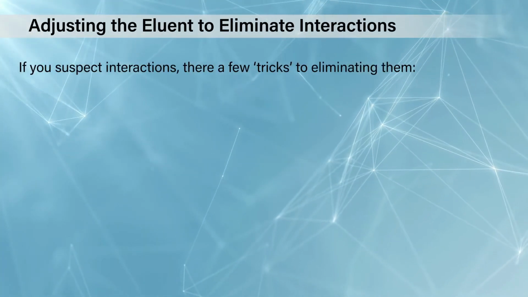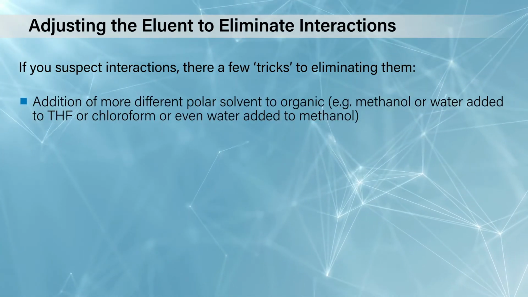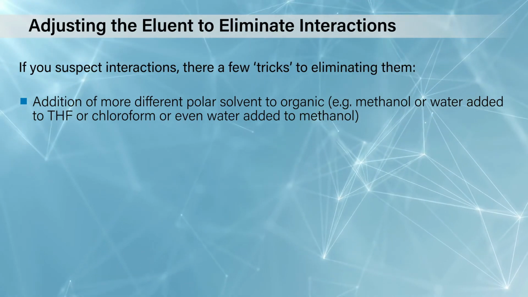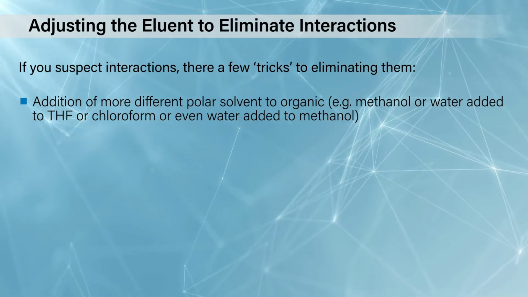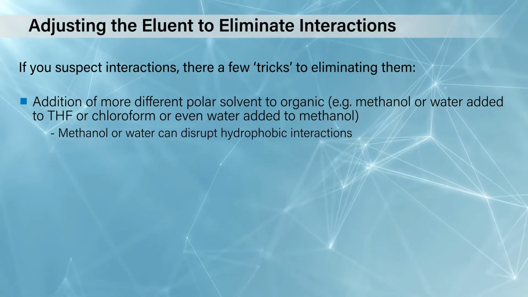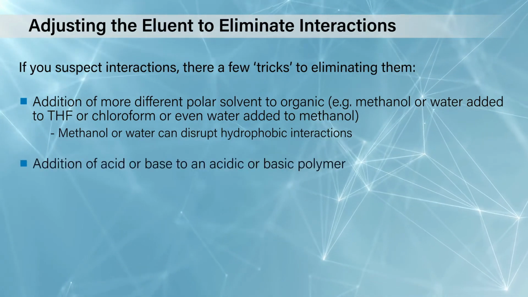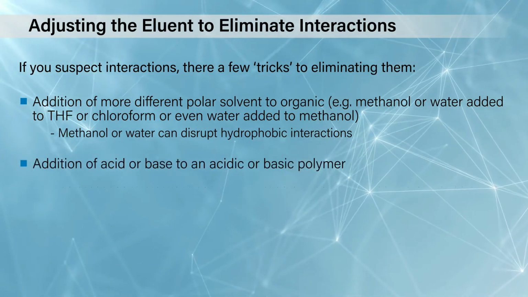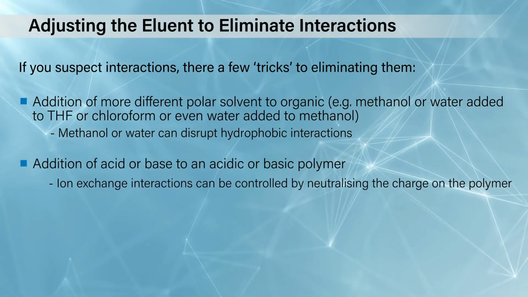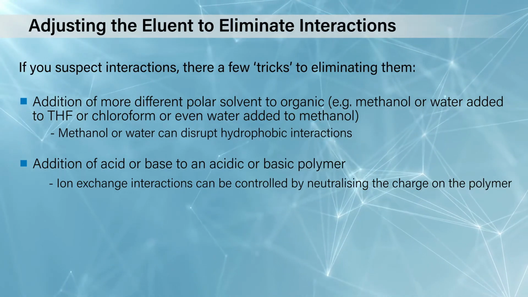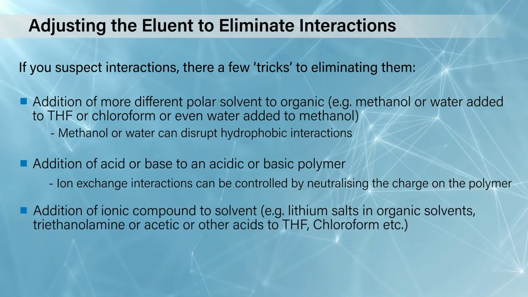So what do you do? You need to adjust the eluent to eliminate the interactions. So we can add, for example, more polar solvent or organic eluent. Methanol or water are common additives to THF. That will disrupt any kind of hydrophobic interactions occurring. You can add an acid or a base to reduce any kind of ion exchange interactions, or an ionic compound to the solvent. So it's very common to see lithium salts, for example, in organic solvents.